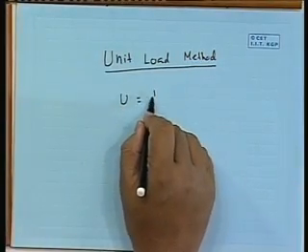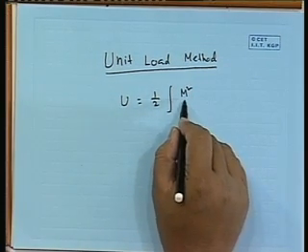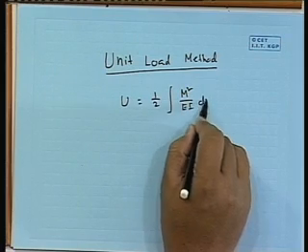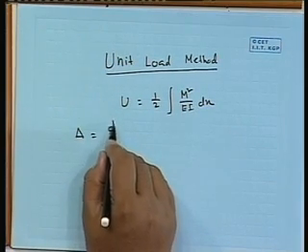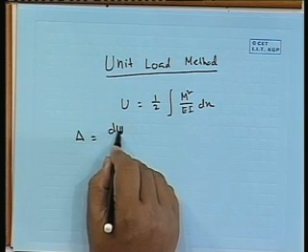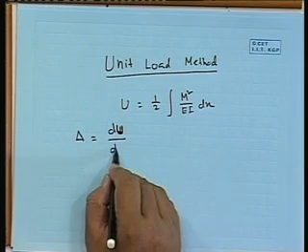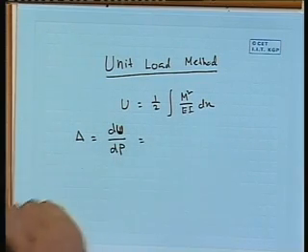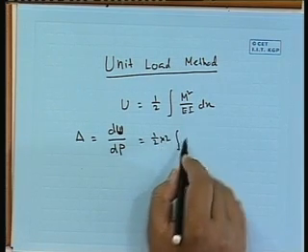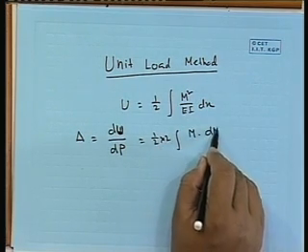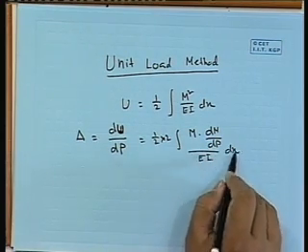in general, U equal to half integral M square by EI dx. So, delta, we are trying to say, this is dU by dP. It will be this half, 2 M dM by dP divided by EI dx.